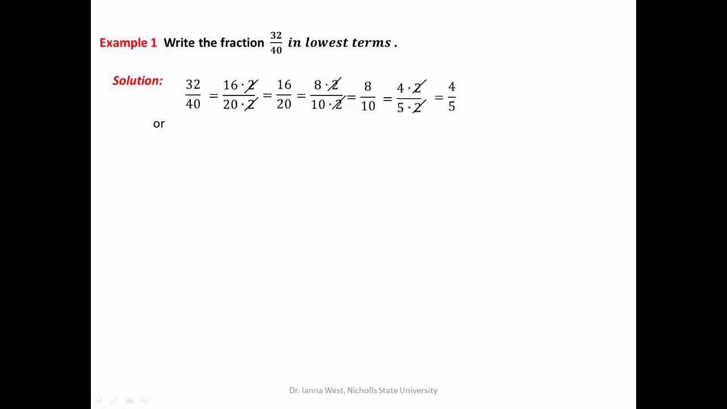Another approach to this problem, if we recognize that 8 is a factor of both 32 and 40, will allow us to reduce this fraction into lowest terms in one step. That is, 8 will go into 32 4 times, and 8 will go into 40 5 times. Canceling the 8's leaves us with 4 over 5. Therefore, 32 over 40 in lowest terms is 4/5.